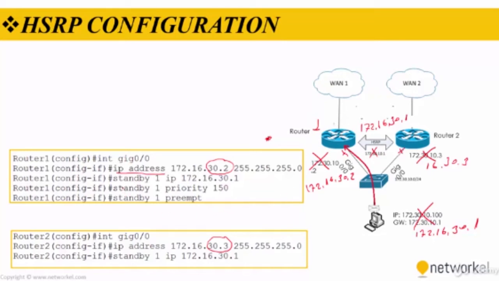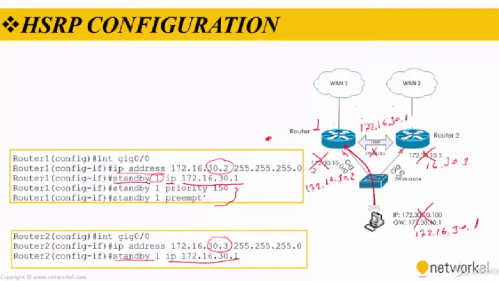Then I'm going to attach the standby IP by using standby and standby group number and IP and the IP address. Okay, I'm doing the same thing on router 2. I just have two different configurations for router 1 in here.